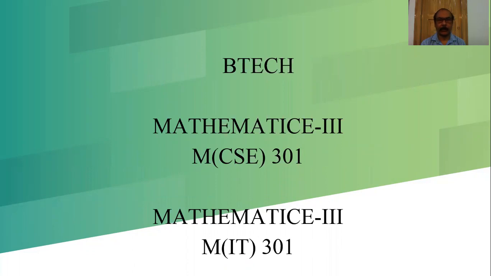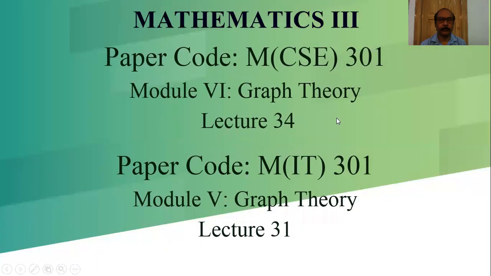Now I am teaching Mathematics 3 for the BTech courses. For Computer Science and Engineering the code is MCSC 301, and for Information Technology the code is MIT 301. Today we learn Mathematics 3, paper code MCSC 301, graph theory, lecture 34. The paper code for Information Technology is MIT 301.